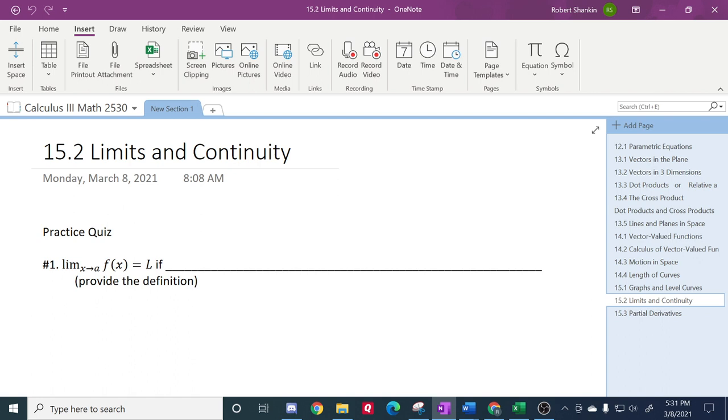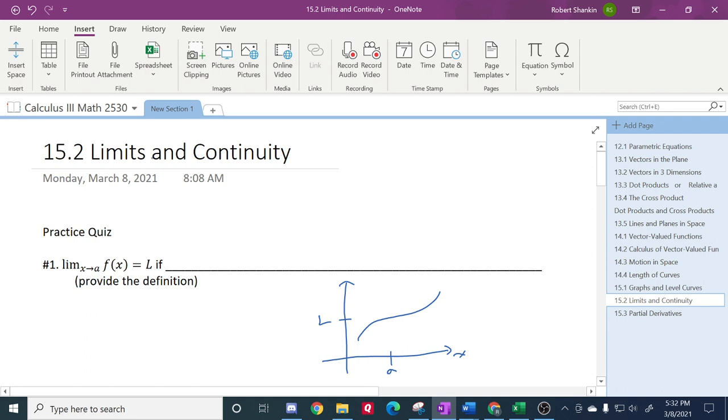And let me give you 30 seconds more. So informally, what it means is, as x gets really close to a, f of x has to get really close to L. That's the idea. But we make that a bit more precise by putting it this way.